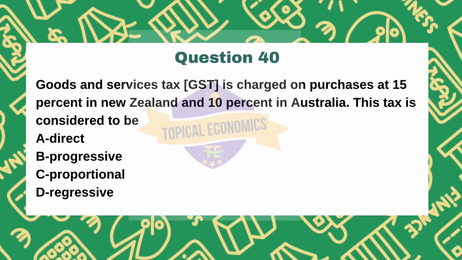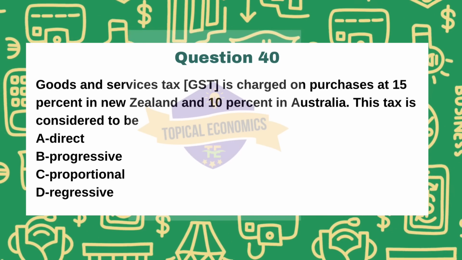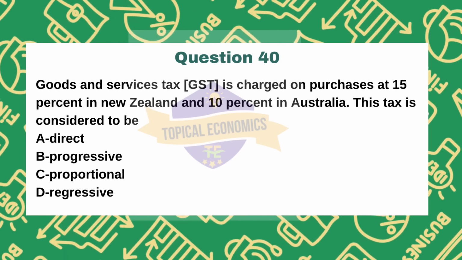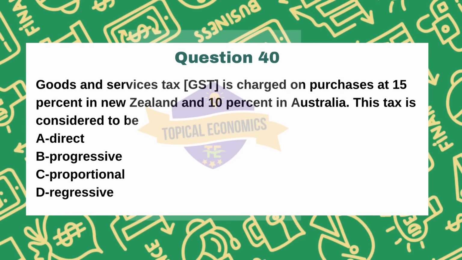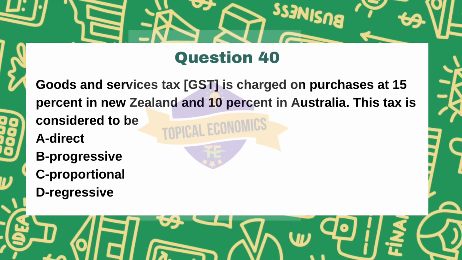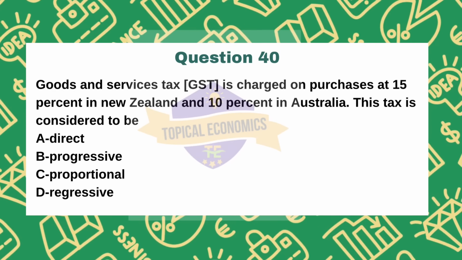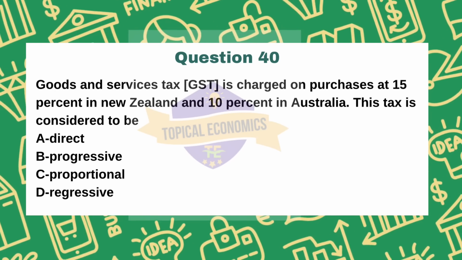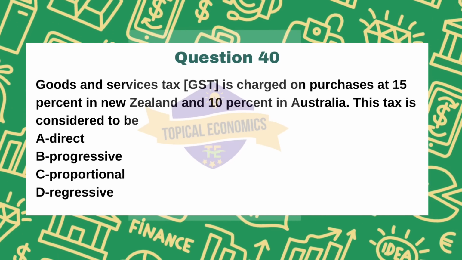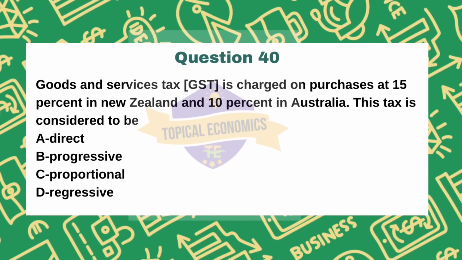Let us analyze the other options as well. Option A, direct. Direct taxes are imposed directly on individuals' income or wealth, e.g., income tax, not on consumption. Option B, progressive. Progressive taxes take a larger percentage from higher incomes, which is not the case with GST. Lastly, option C, proportional. Proportional taxes take the same percentage from all income levels, but GST is not typically categorized this way as it applies to spending rather than income.